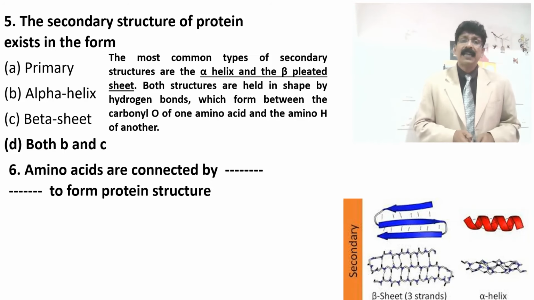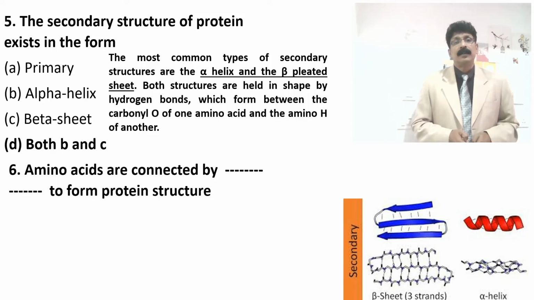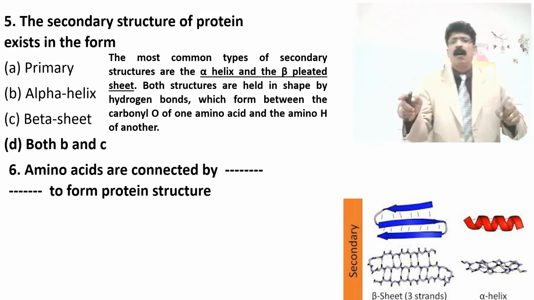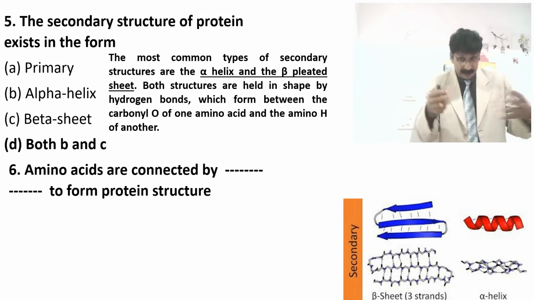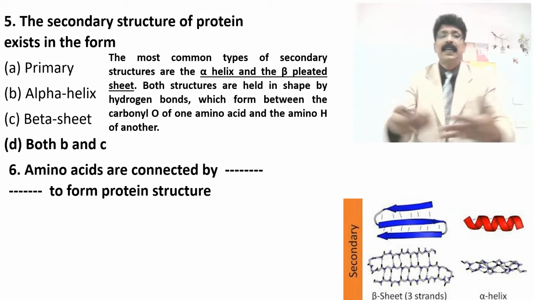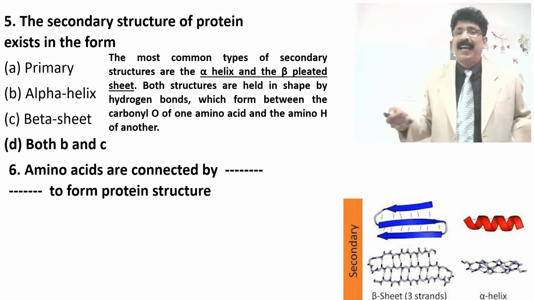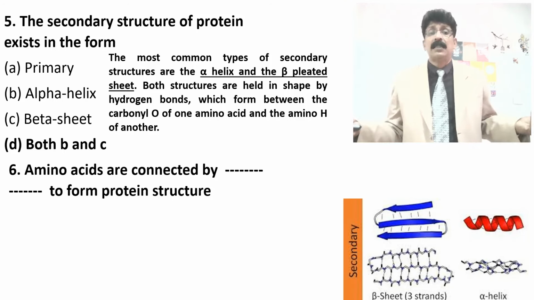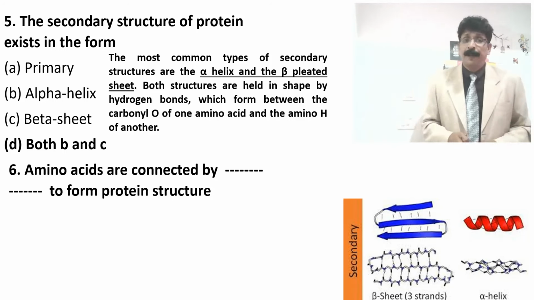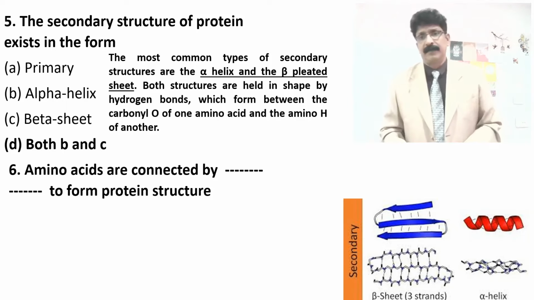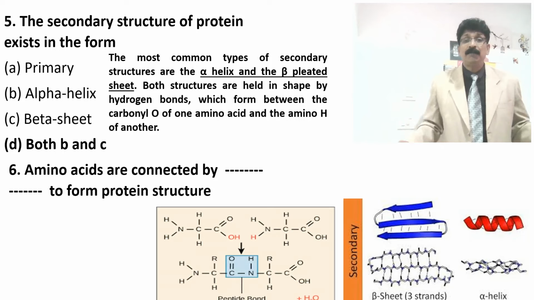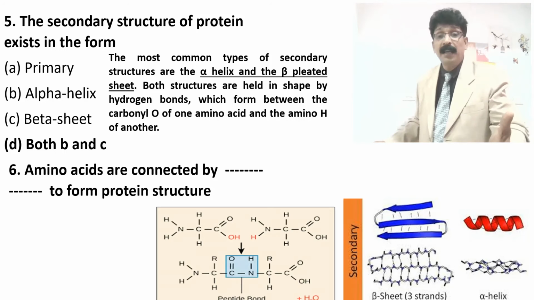Number 6, amino acids are connected by dash to form protein structure. So what is that dash to form? Amino acids are connected by, how are they connected to form a protein structure? Indirectly, if we want to ask a question, instead of dash, the question can be asked, amino acids are building blocks of protein. How are they making the structure? Very simple. They are making it by peptide bond.